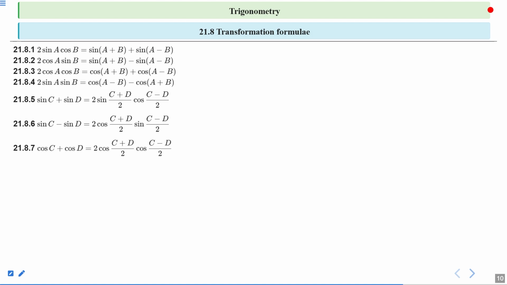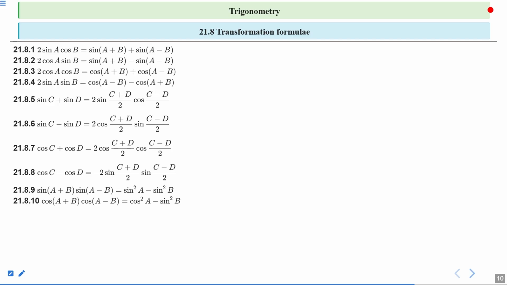cos C + cos D = 2 cos((C+D)/2) cos((C−D)/2). cos C − cos D = −2 sin((C+D)/2) sin((C−D)/2). sin(A+B) sin(A−B) = sin²A − sin²B. cos(A+B) cos(A−B) = cos²A − sin²B.